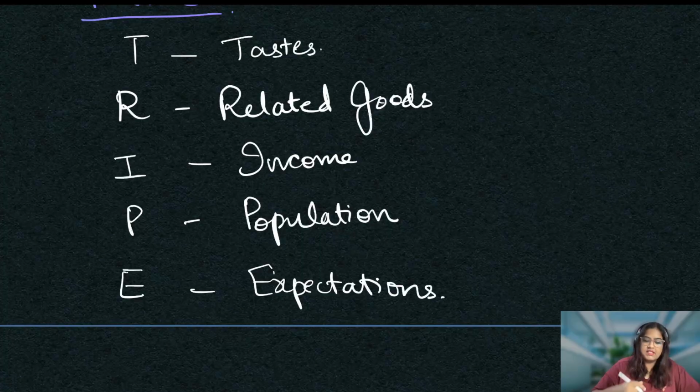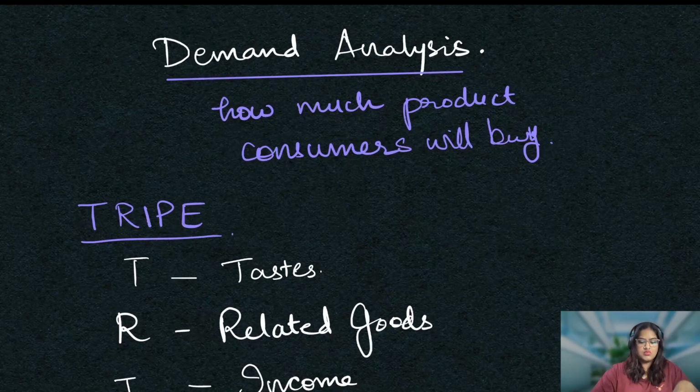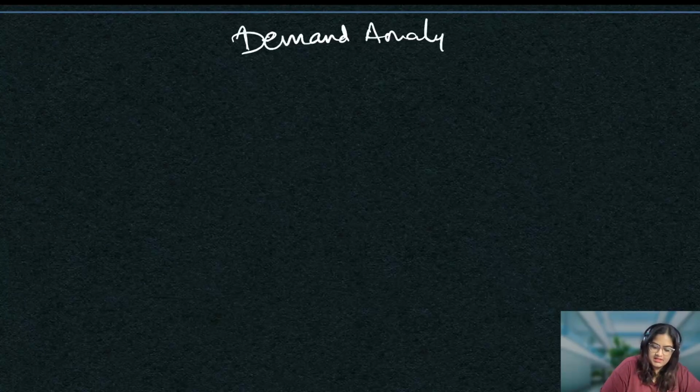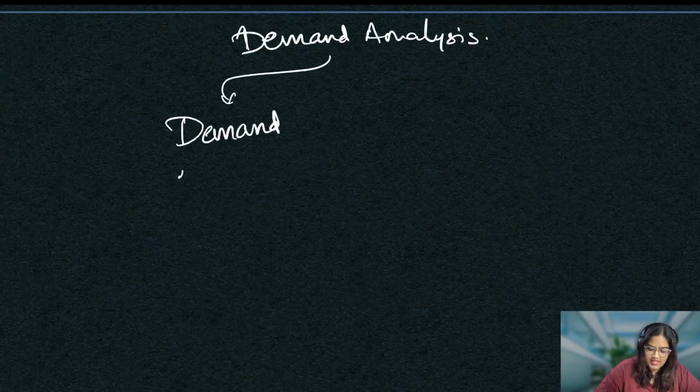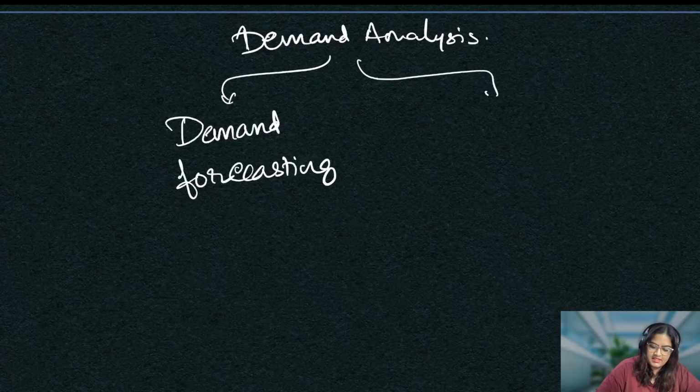Do people think that a better version of this product will come out soon? So, what are the expectations of the consumer? Accordingly, there will be changes in the quantity demanded. Now, to do demand analysis, we have two main techniques. The first one is demand forecasting, and the second one is measuring elasticity.